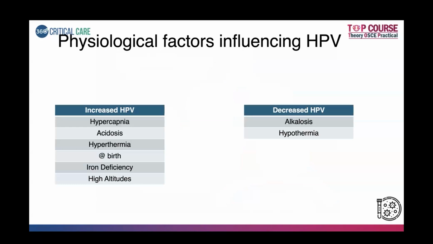Coming to the physiological factors influencing HPV, there can be an increase in HPV associated with hypercapnia, acidosis, hyperthermia, or initially at birth there can be an increase in the HPV, or HPV can be associated with iron deficiency and high altitudes. Similarly, a decrease in HPV can be associated with alkalosis or hypothermia.